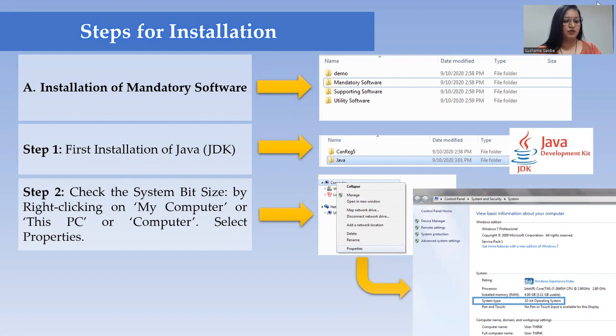Installation of mandatory software. We have provided you with a folder which contains the mandatory, supporting, as well as utility softwares. We'll go to the first one, that is the mandatory softwares. We can double click it. You will see the setups for CanReg as well as Java.